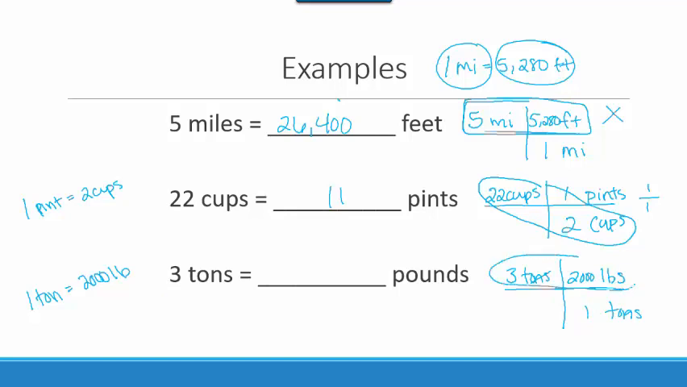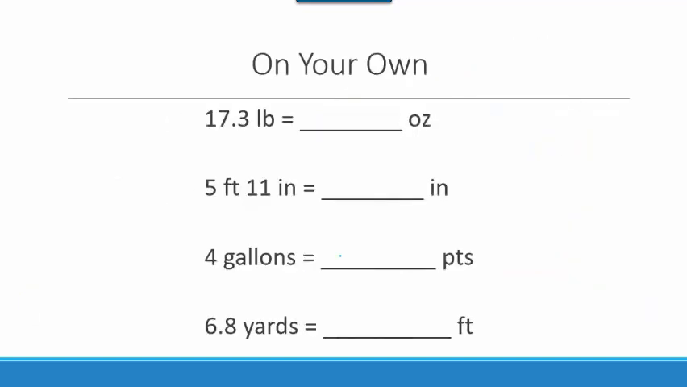If both of your numbers are at the top, so side by side, that's going to indicate multiplication. So 3 times 2,000 is going to give me 6,000. And we'll have some more practice with this in a minute. I want you to try these on your own. So when you're ready, hit play on the video to check your answers.